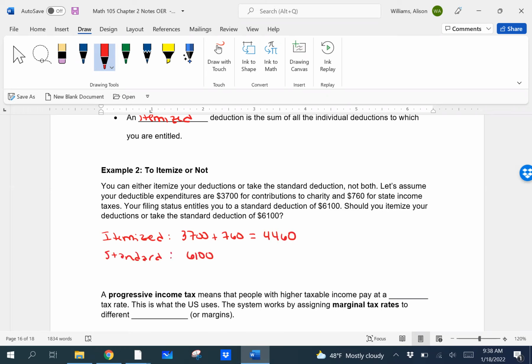Since this is the amount that's going to be subtracted to get your taxable income, you want to take the larger one. So you're going to want to take the standard deduction. You're going to want to subtract $6,100, because then you'll pay less in taxes.